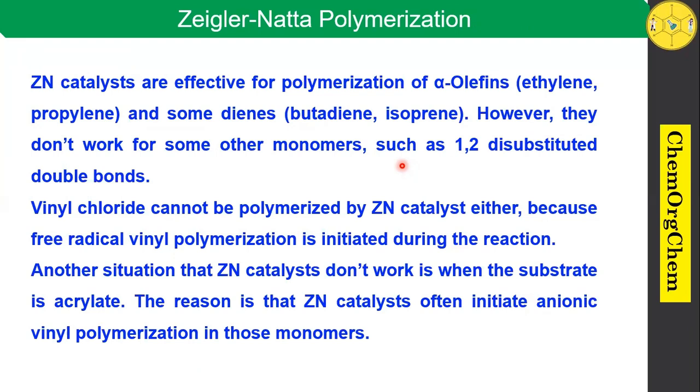Even sometimes dienes can be useful for Ziegler-Natta polymerization, such as butadiene and isoprene. However, 1,2-disubstituted double bonds, such as sterically hindered alkenes, do not work in Ziegler-Natta polymerization. Similarly, vinyl chloride cannot undergo Ziegler-Natta coordination polymerization; instead it mostly undergoes free radical vinyl polymerization. Similarly, acrylate under Ziegler-Natta catalytic conditions mostly undergoes anionic polymerization.